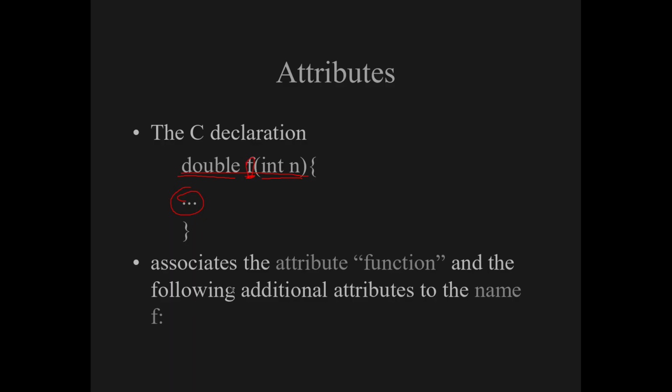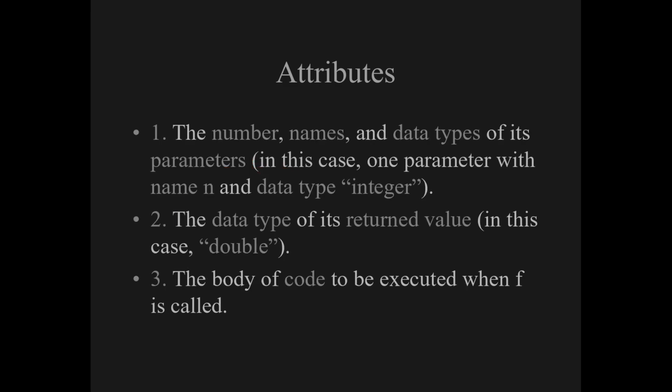The declaration associates the attribute function and the following additional attributes to the name f. The first additional attribute is the number, names, and data types of the parameters. So in this case, int n, a single parameter. Second, we have the data type of the returned value, which is double. And the third thing is the body of code to be executed when f is called. Okay.